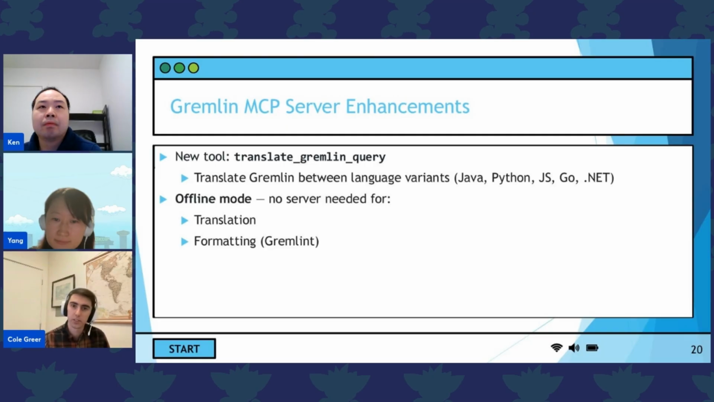The other piece with MCP that's changed here is that offline mode has been added. Previously you needed to have a Gremlin server available for the MCP, but now both translation and the Gremlin formatting we discussed earlier are available offline with no Gremlin server needed. They can just be run directly within the MCP. So yeah, those are both really exciting changes, and it's been great to see MCP developing along here.